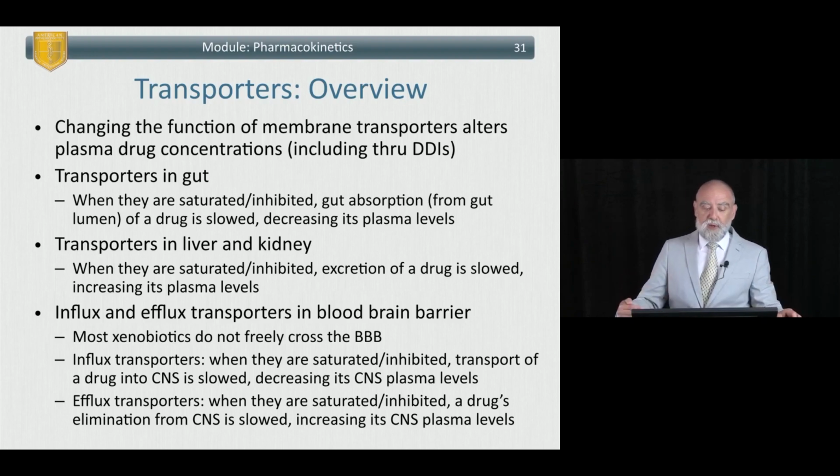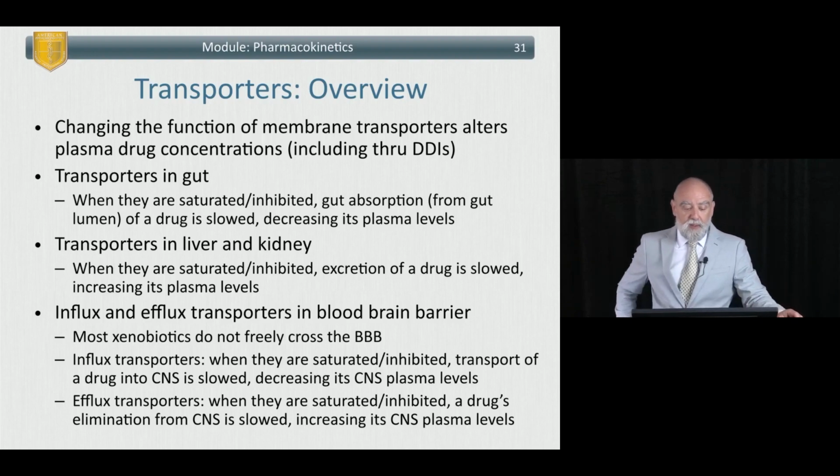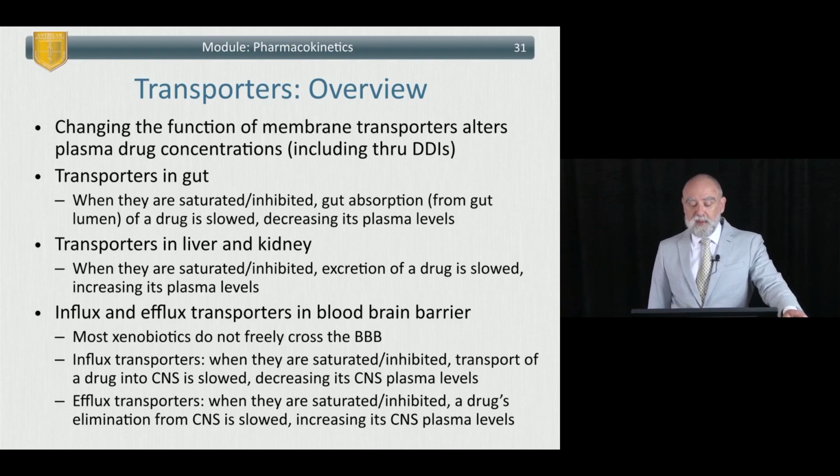So let's think about the transporters in the gut. When they are saturated or inhibited, then absorption of the drug from the gut lumen is slowed, decreasing its plasma levels, right? Because gut absorption is active. There are transporters that are absorbing the nutrients and other chemicals from the gut. Then there are transporters in the liver and kidney. When they are saturated or inhibited, the excretion of a drug is slowed, increasing its plasma levels.